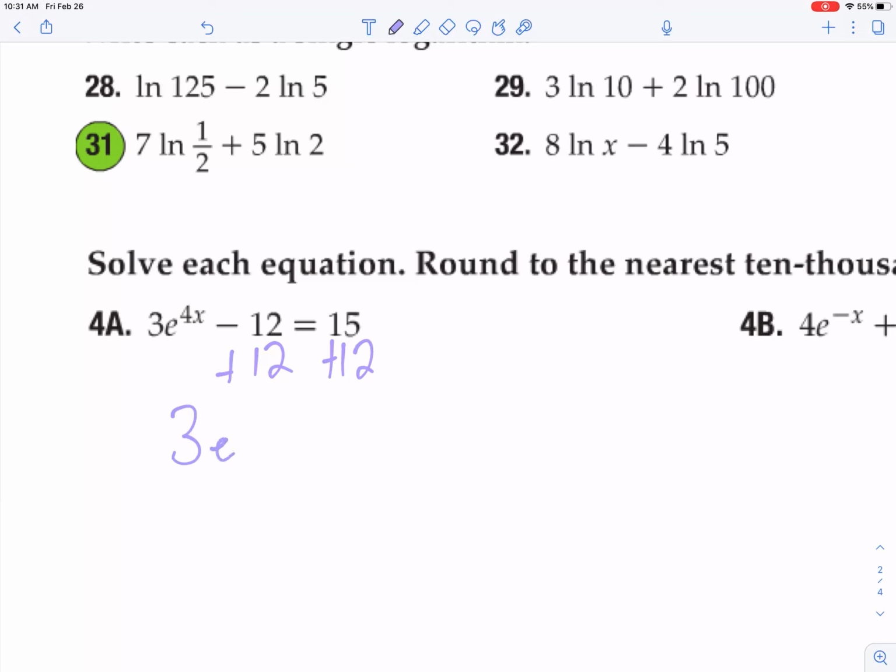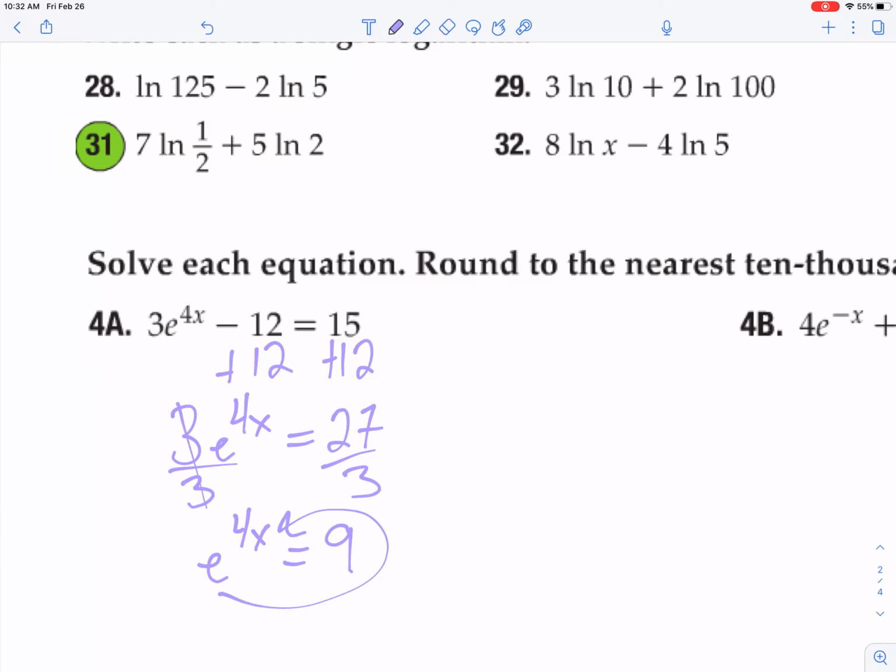That's going to give me 3e to the 4x equals 27. Now that 3 is a multiplier on the e, so I'm going to divide it away. And I know that 27 divided by 3 is just a nice happy 9. So do you see how now the e is by itself on the left-hand side? I mean, I know it has the exponent, but it's not being added, subtracted, multiplied. There's nothing funky going on. What I'm going to do now, if you have x as an exponent and you're trying to get it down, use the circle method.